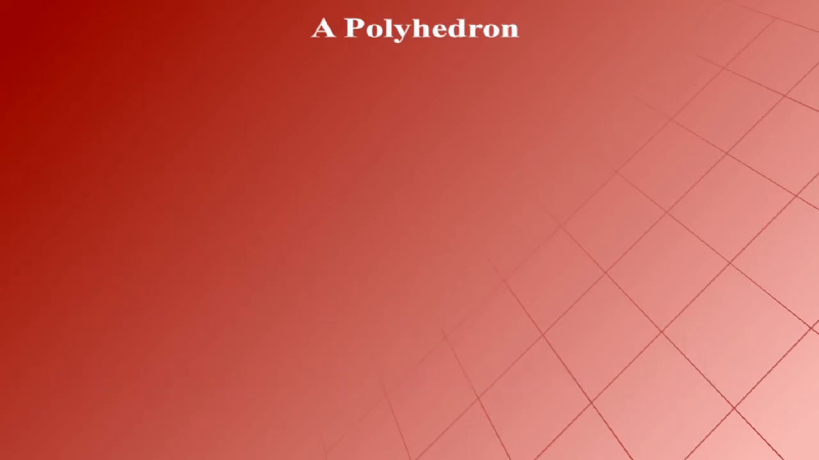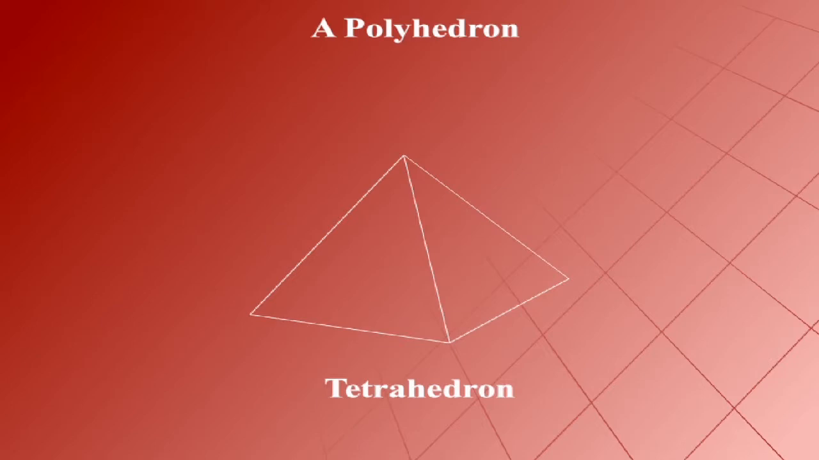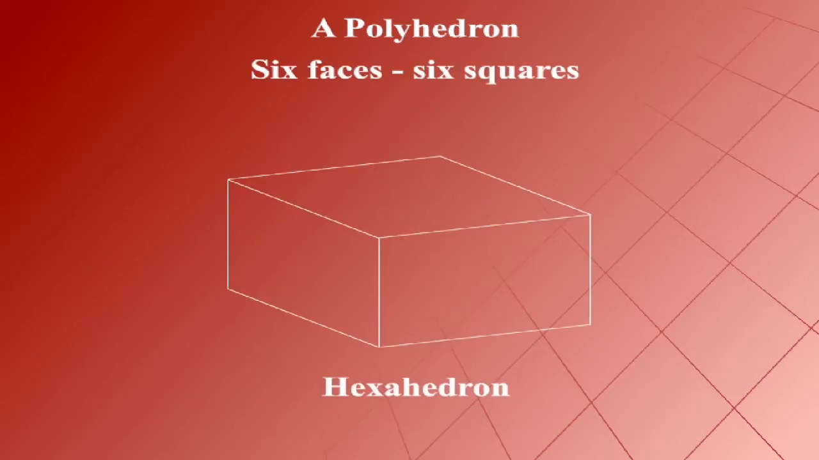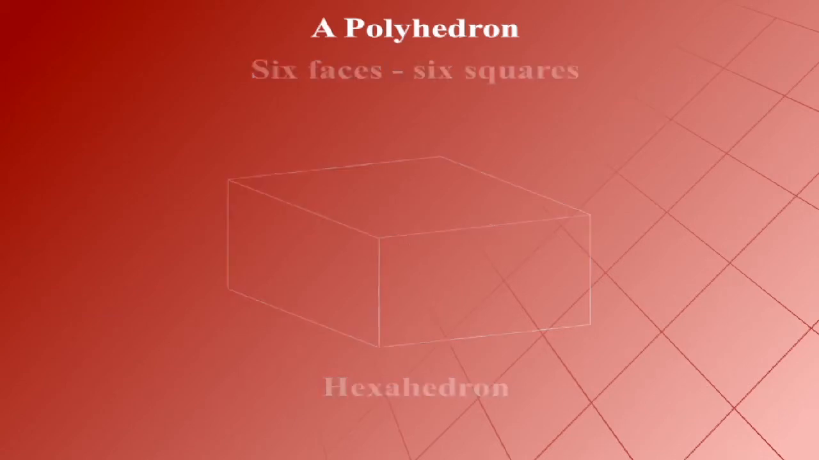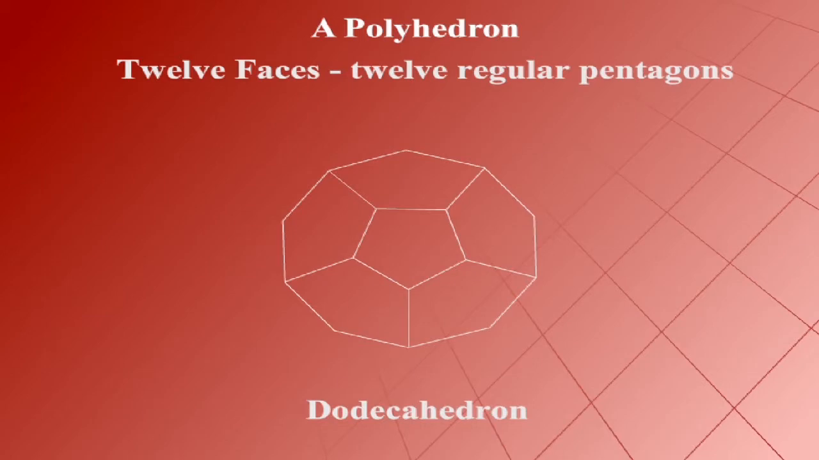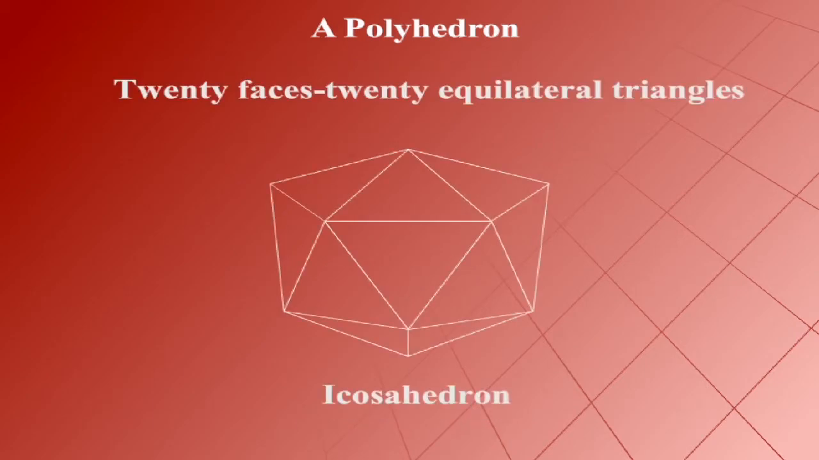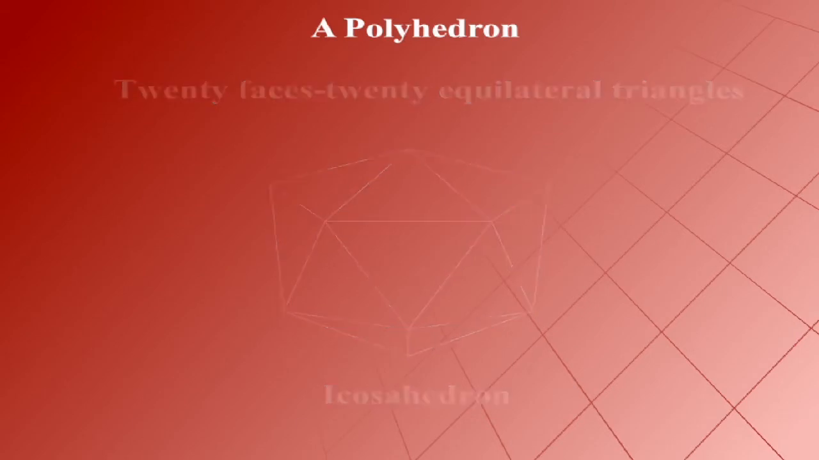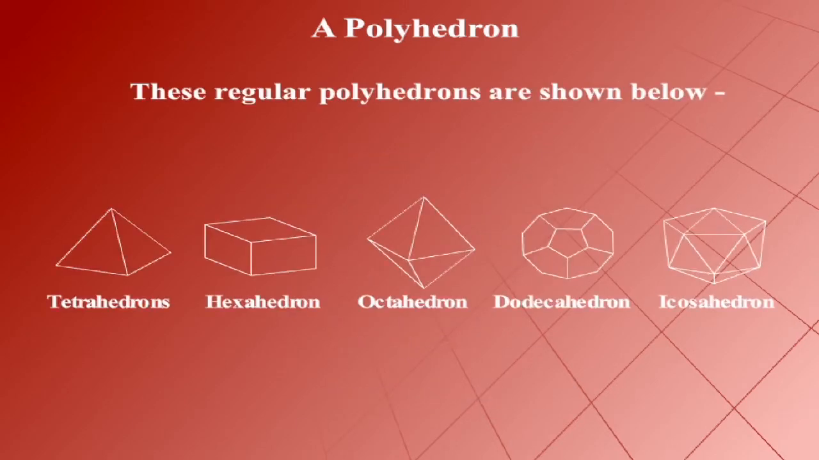A regular polyhedron of 4 faces, 4 equilateral triangles, is a tetrahedron. Of 6 faces, 6 squares, is a hexahedron. Of 8 faces, 8 equilateral triangles, is an octahedron. Of 12 faces, 12 regular pentagons, is a dodecahedron. And of 20 faces, 20 equilateral triangles, is an icosahedron. These regular polyhedrons are shown here.